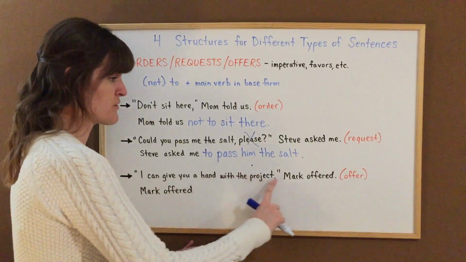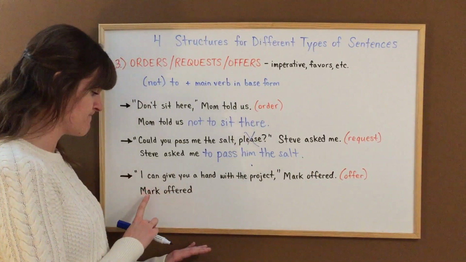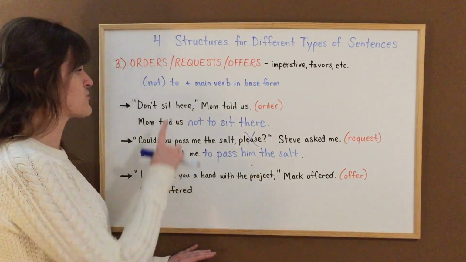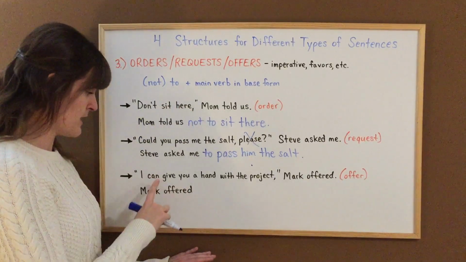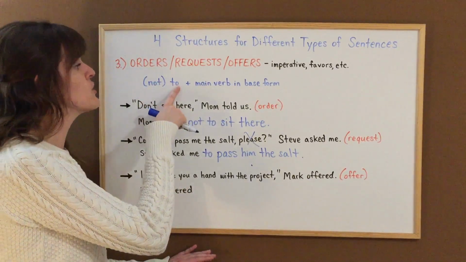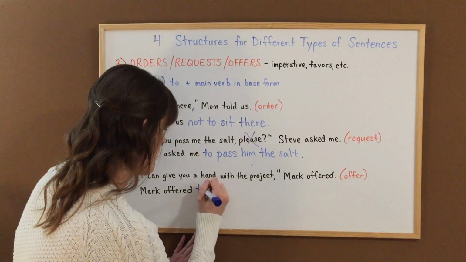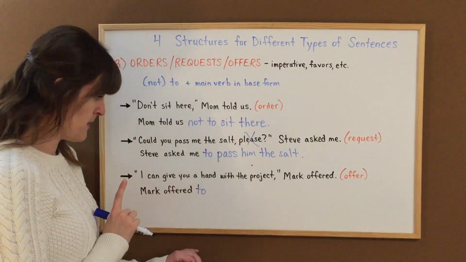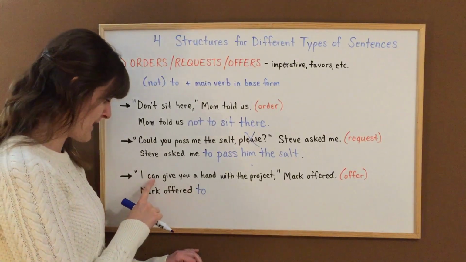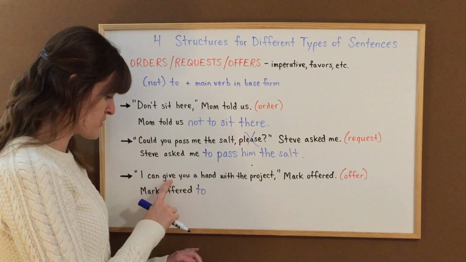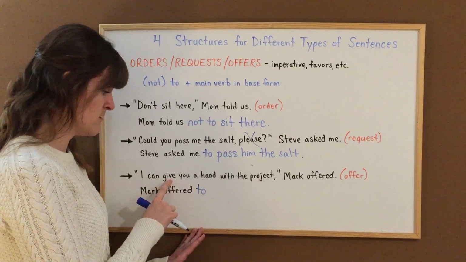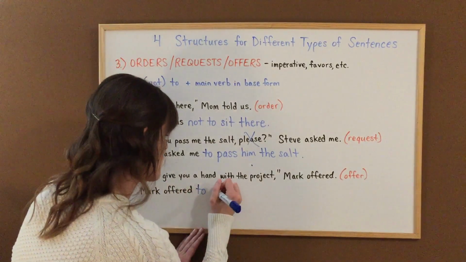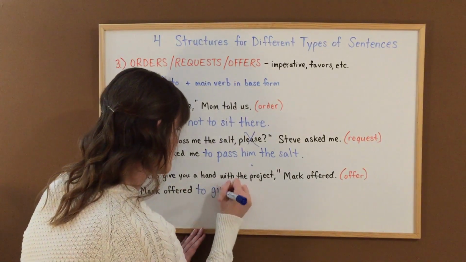I can give you a hand with the project, Mark offered. Mark offered, let's go to our structure. Not and to. Is it a negative? No, so we just put to. Main verb in base form. What's our main verb? Again, we have a modal verb, can. So the main verb is right next to it, give. It's already in the base form, so give.